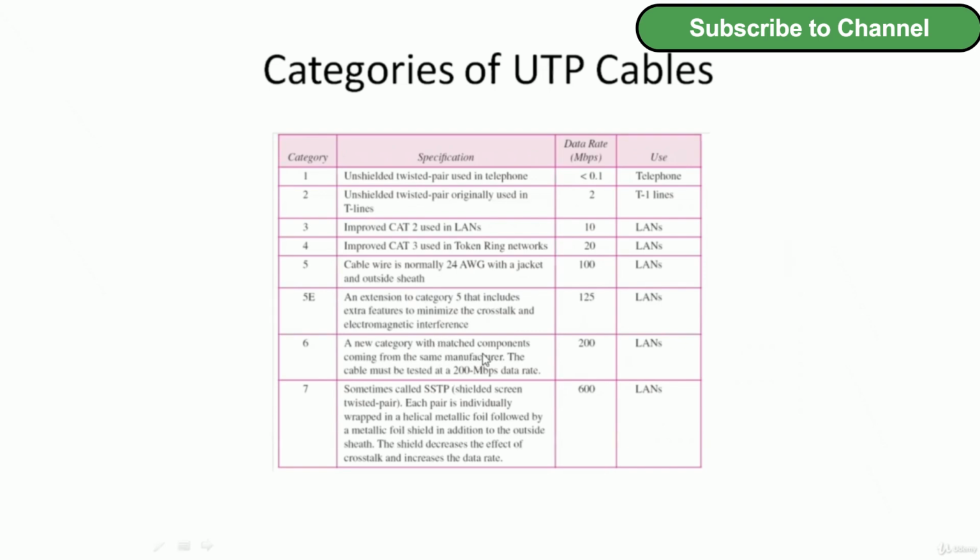Then category 6, it is the new category, matched components coming from the manufacturer. The cable must be tested at 200 Mbps data rates, used in LANs. And category 7, sometimes called the SSTP, shielded screen twisted pair, 600 Mbps data rate used in LANs. So these are the categories of the UTP cables. Depending on the applications, these UTP cables are used. Mostly it is used in the LANs and telephones.